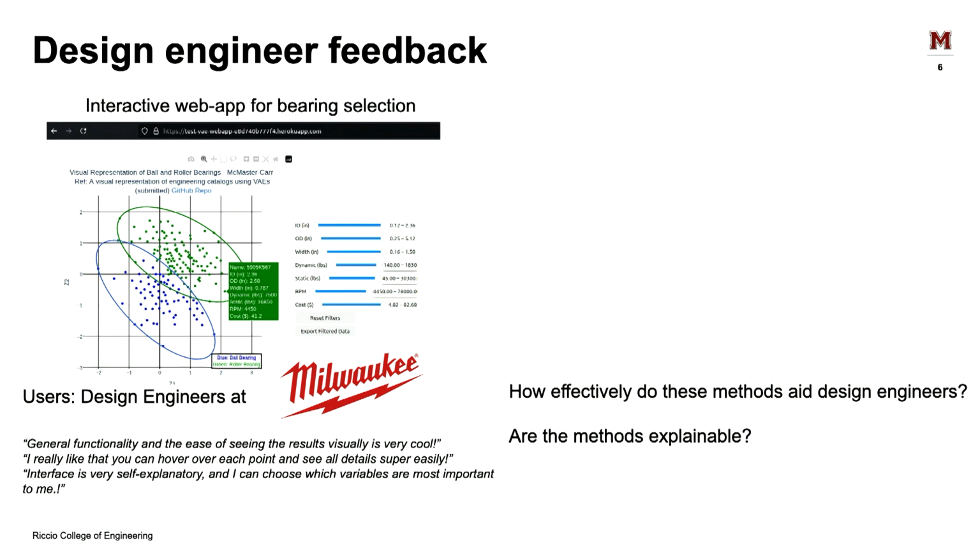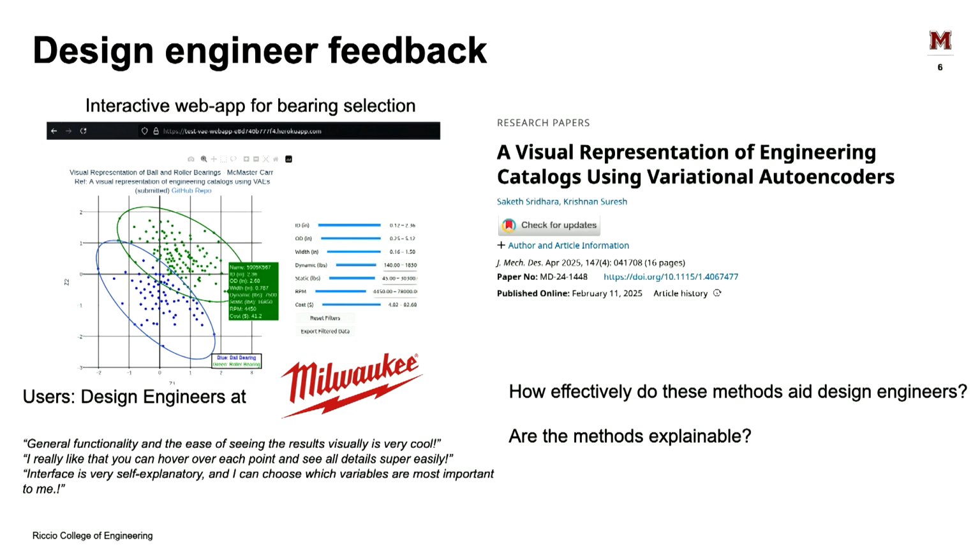But then many questions remain to be answered. That is, what do the latent axes mean, and how effectively can design engineers use these novel representations to make selections? And this came out earlier this year in the Journal of Mechanical Design on how we can use neural networks to visualize catalogs.